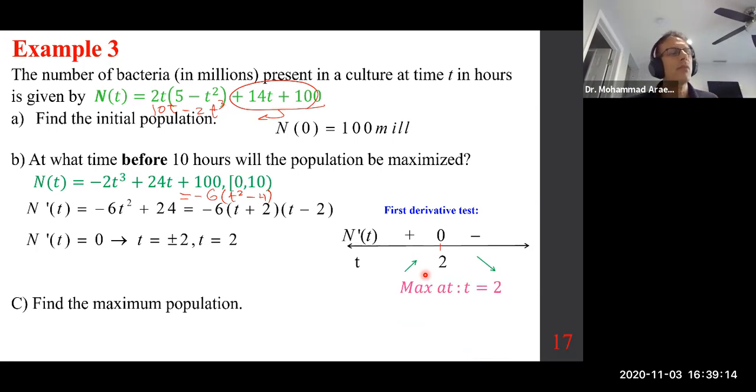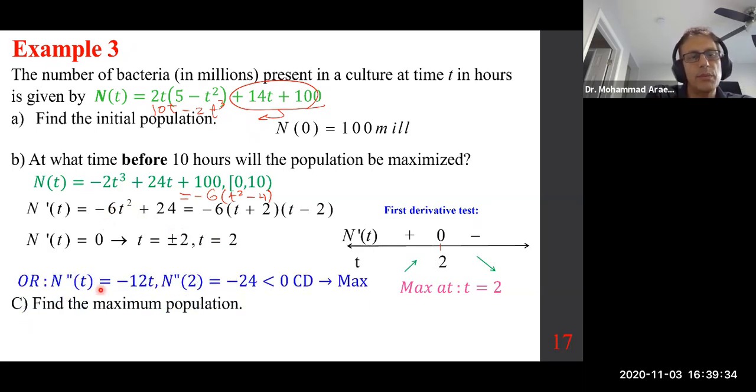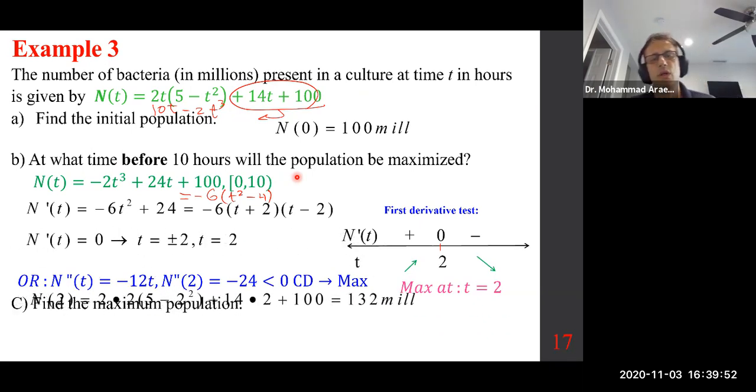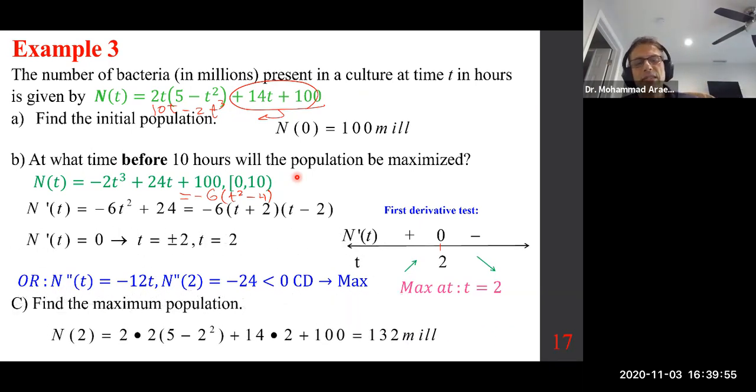Now, we can do the second derivative test, which means the following, and I want everybody to see what that means. N double prime is negative 12t, okay? And now you plug in and observe what happens. N double prime is negative 12t. You plug in because it's negative, okay? It's concave down, occurs at t equals 2. What do you do? You plug t into the original function or this one, and evaluation results in 132 million.